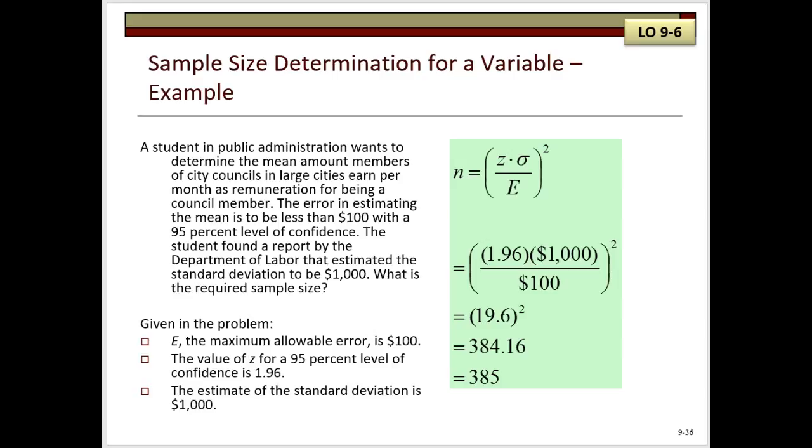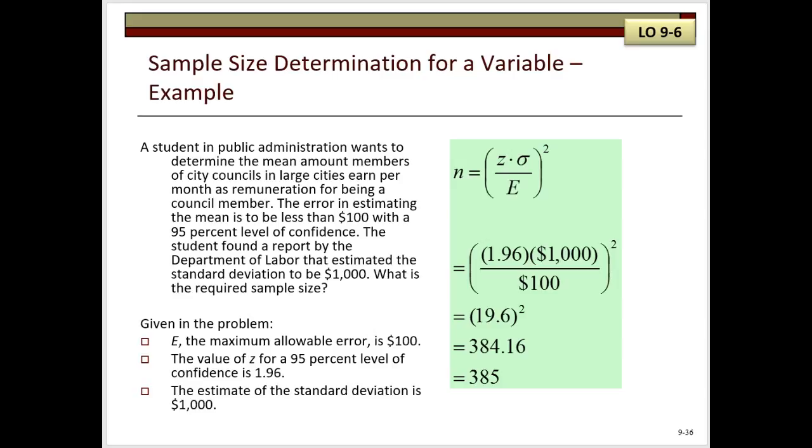The value of Z for a 95% level of confidence is 1.96. You may want to refer back to the Bottle Blowers of America example presented earlier to see how to obtain the Z value using the standard normal distribution table. The estimate of the standard deviation is 1,000. Substituting these numbers into the formula, we obtain a sample size of 385.